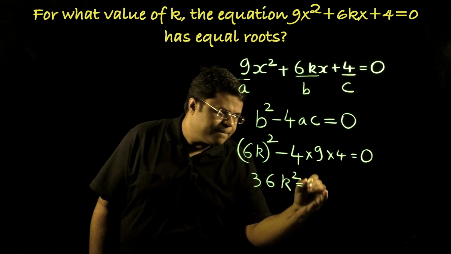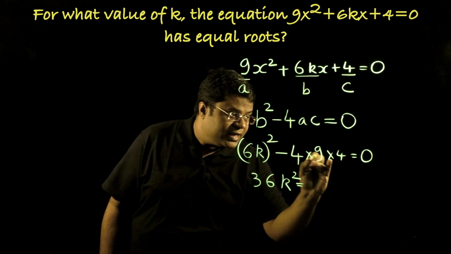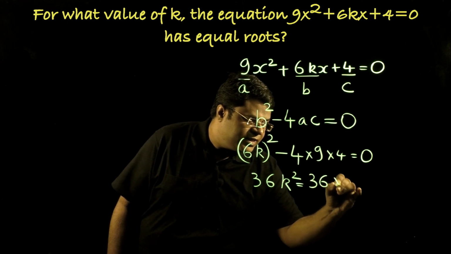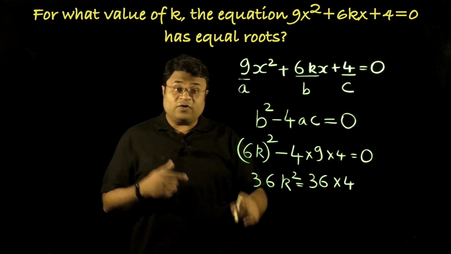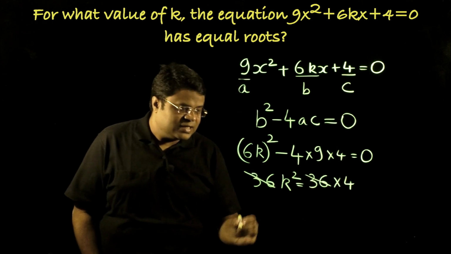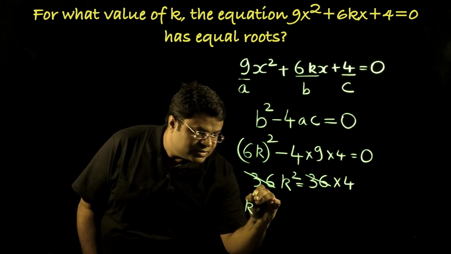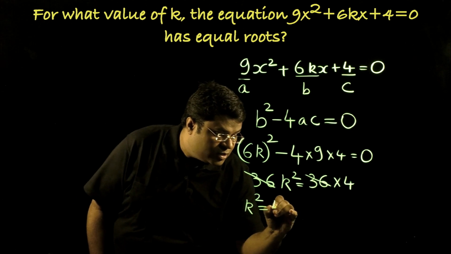It is 36k square and take all these numbers to that side. 9 into 4, it's 36 times 4. So you see, we've got arrangements for this 36. This will simply cancel and we will get the value of k square be equal to 4.